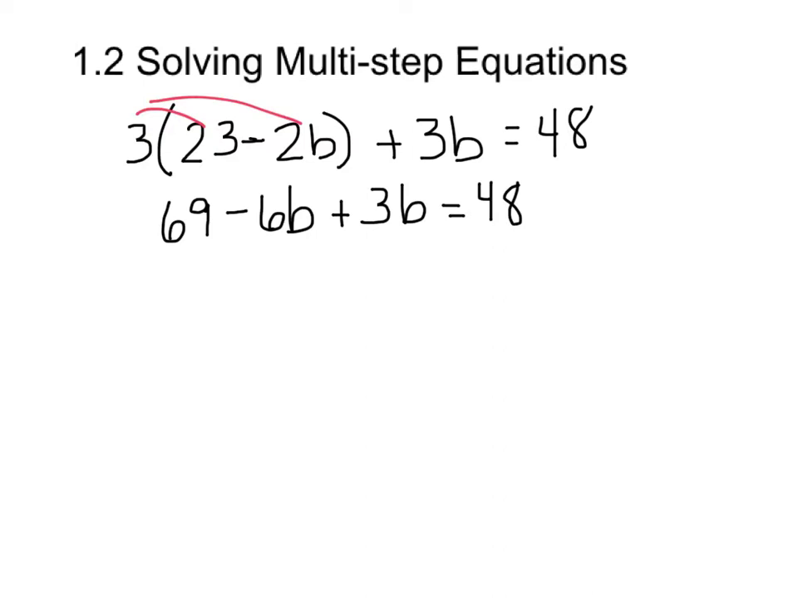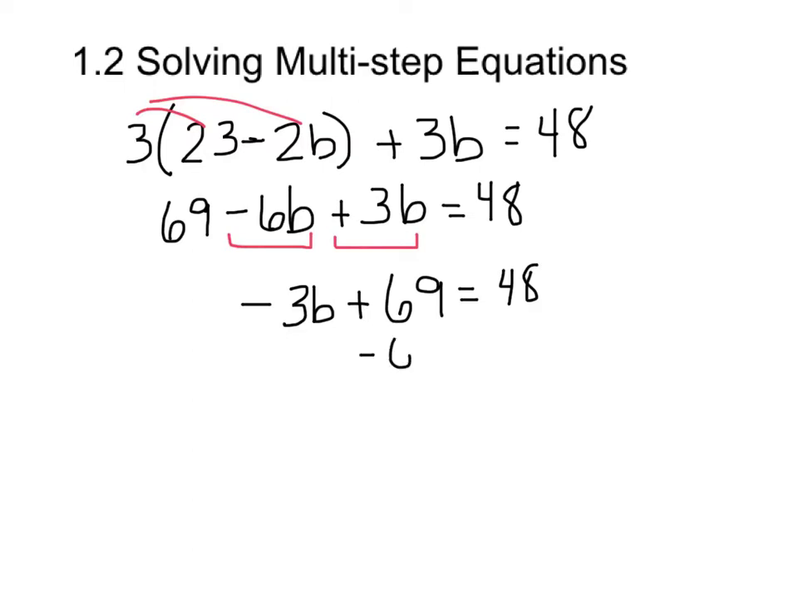So if we combine like terms, now remember that's a negative 6b and a positive 3b, that's going to give me what? Negative 3b plus 69 equals 48. Now we just solve this equation. Subtract 69 on both sides. That's going to give you negative 3b equals negative 21.